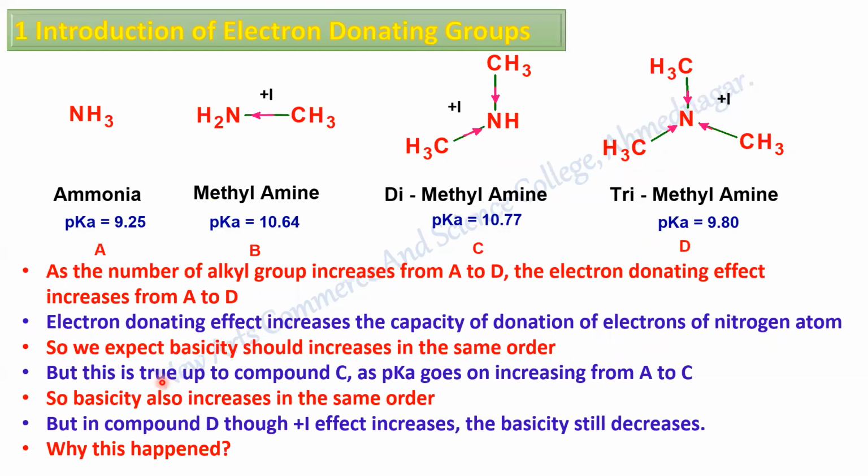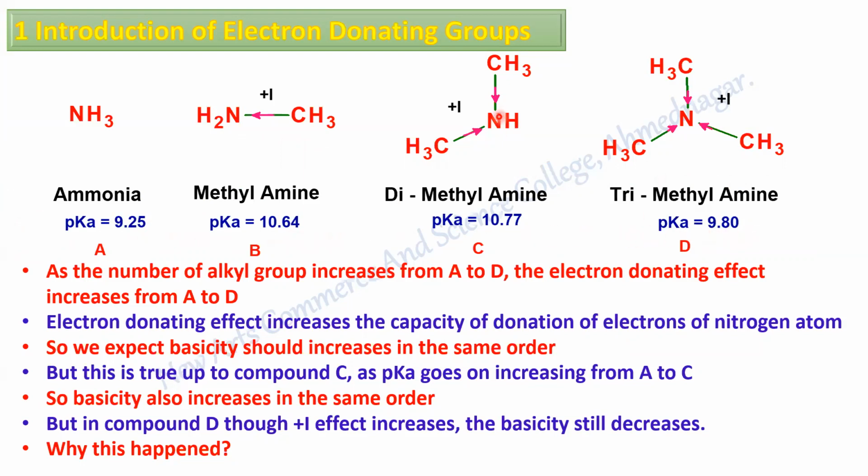Now let us take some examples. Here, the first factor we are talking about is the introduction of electron donating groups attached to the nitrogen atom, and those groups show an electron donating inductive effect, the plus I effect. The first example is ammonia, the second is methylamine, the third is dimethylamine, and the fourth is trimethylamine. The pK values given are 9.25, 10.64, 10.77 and 9.80.